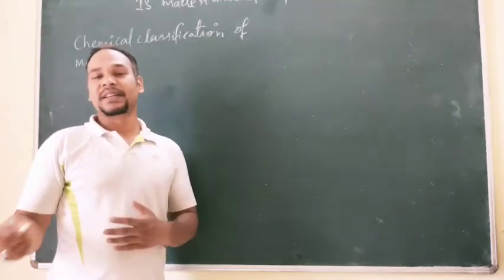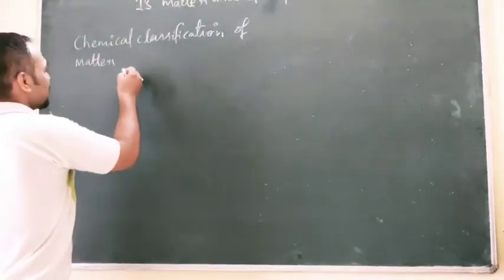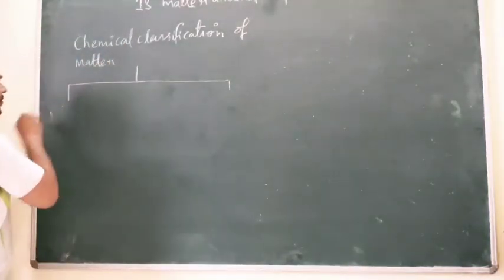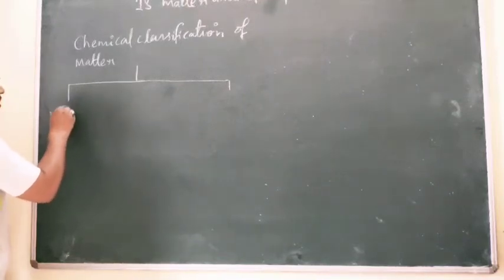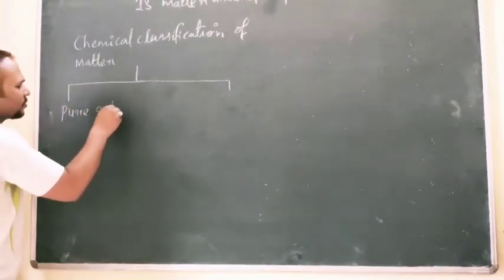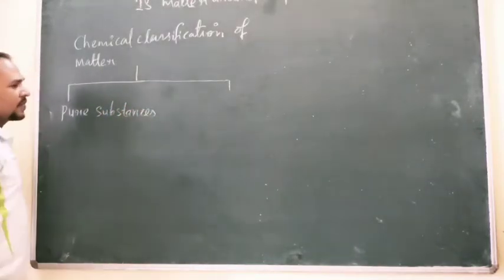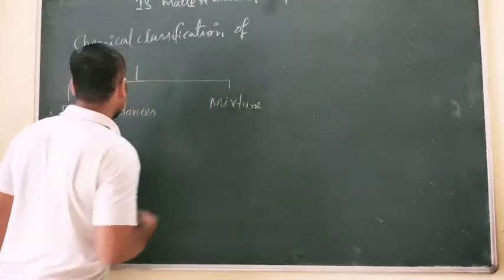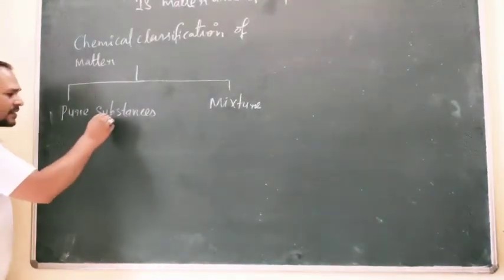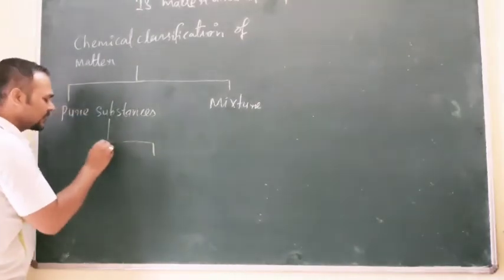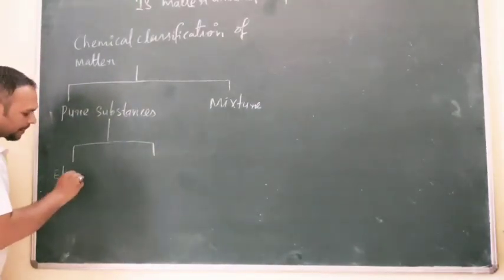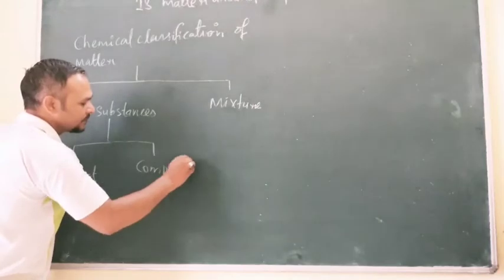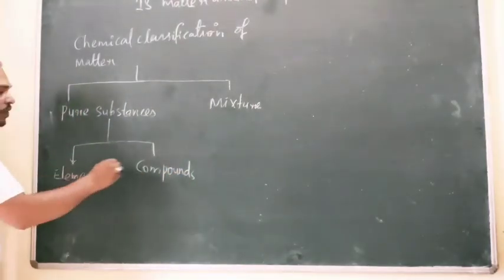They are solid, liquid and gas. Similarly, in the chemical classification of matter, the matter is divided into two parts. The first one is called pure substance. And the next one is called mixtures. The pure substance is again divided into two parts. One is called element, another is compound. Right? So elements, what are elements?